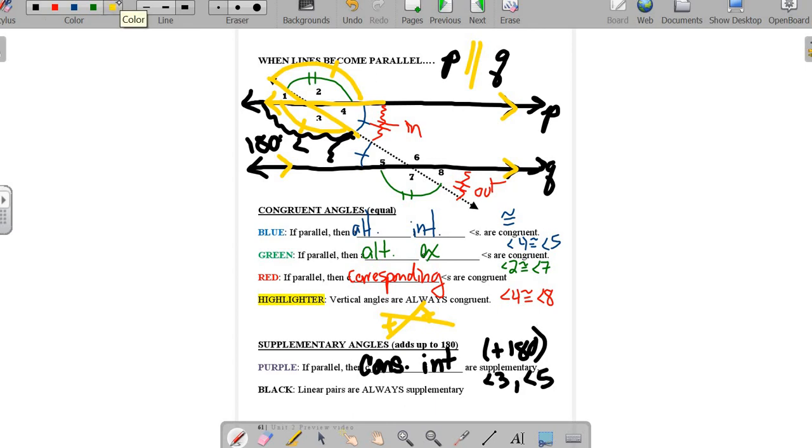What is always adding up also to 180 would be a linear pair. Share spine, make a line. A linear pair example would be angle 7 and angle 8 would be considered a linear pair. And they are always supplementary.